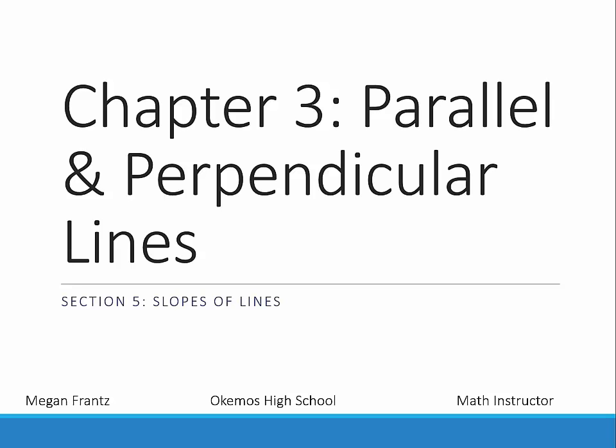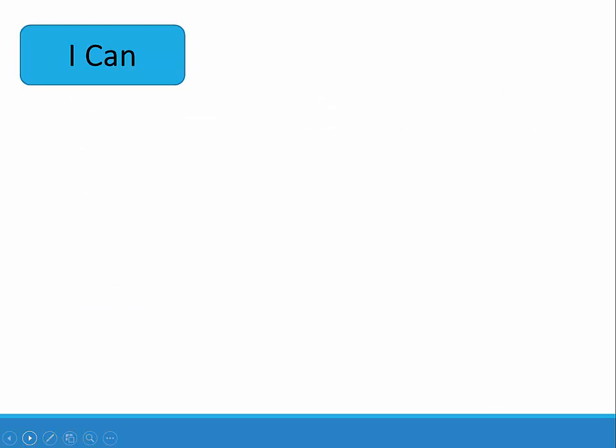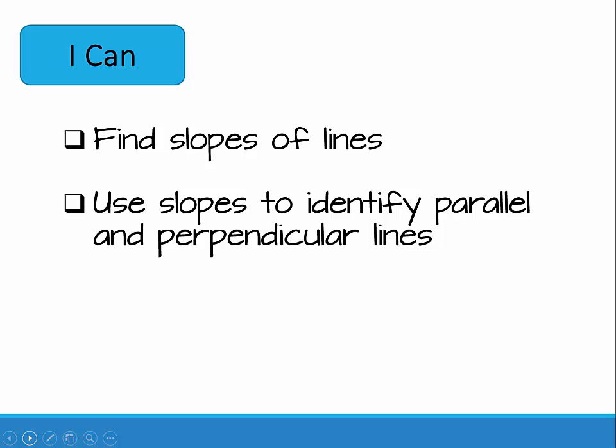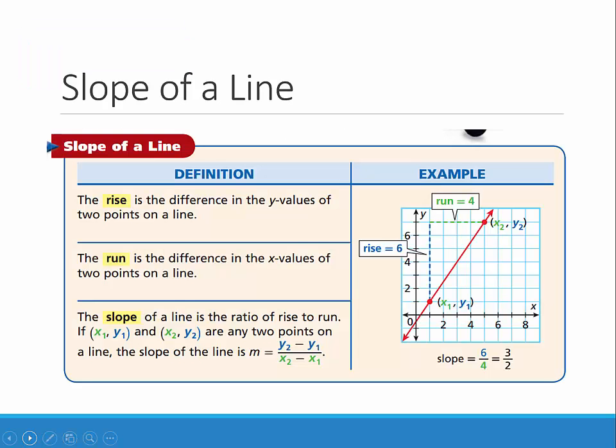Chapter 3, Section 5 is about slopes of lines. By the end of this lesson, you should be able to find the slope of several lines, and then use slope to identify if lines are parallel or perpendicular to each other.